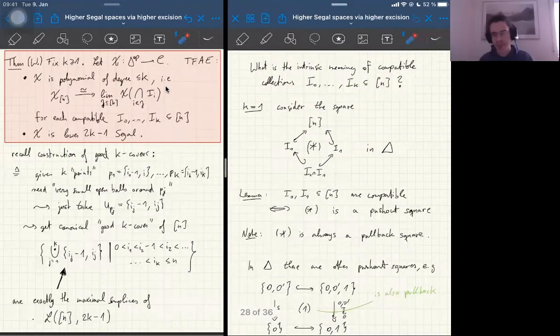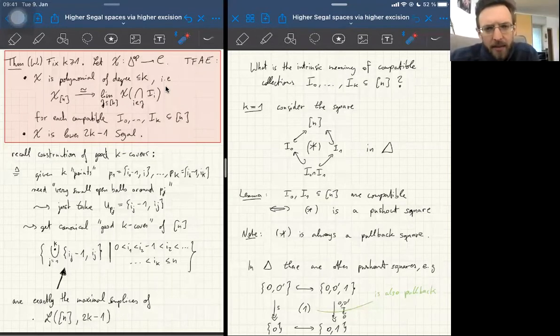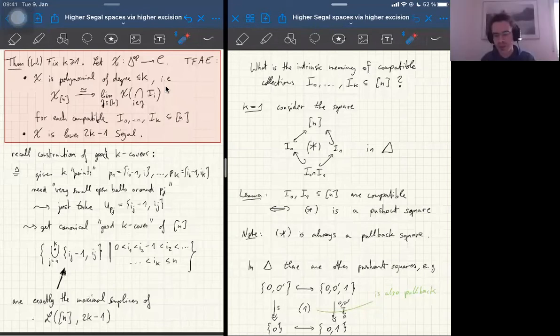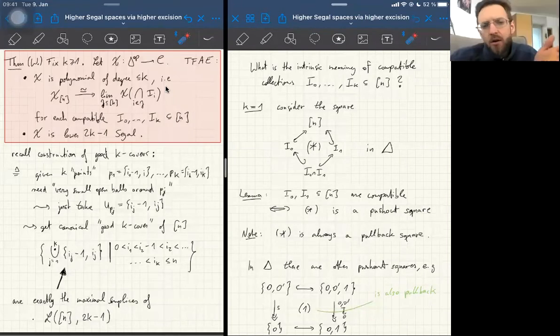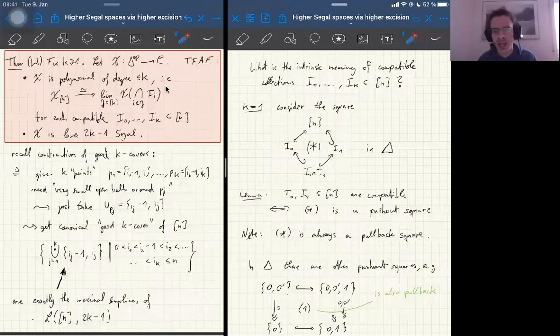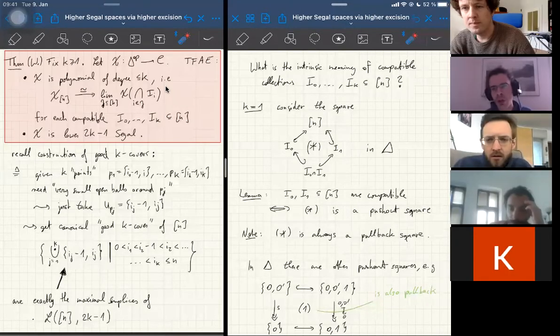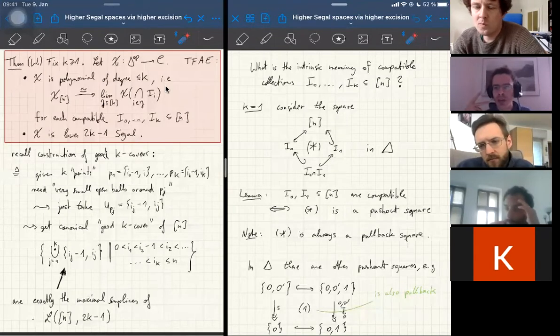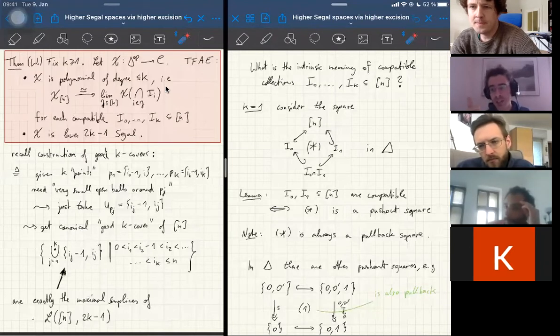Tashi? Yes. Before you continue, can you recall why we focus now on the lower rather than the upper odd ones, and why the lower-upper distinction did not appear in the even case? So this is a good question. There are two reasons. First of all, the main examples of higher Segal spaces which appear in practice are either even, both-sided even, or lower odd. So that's one reason for focusing on these two hierarchies.